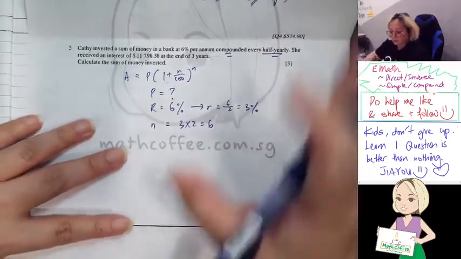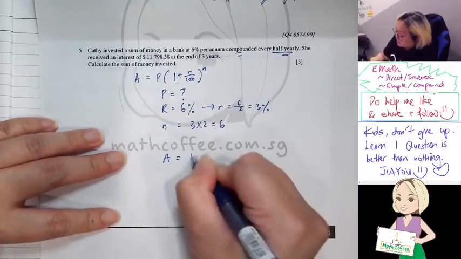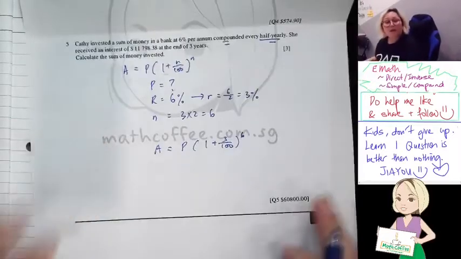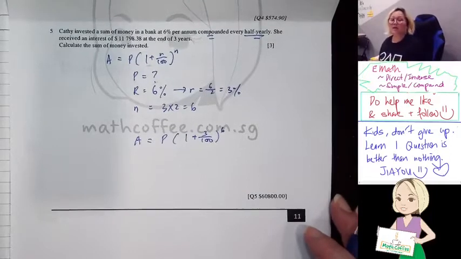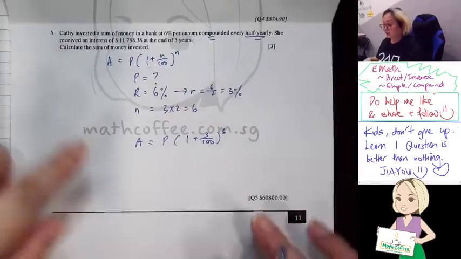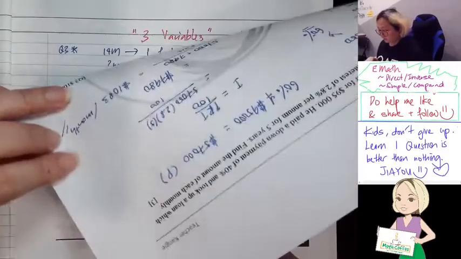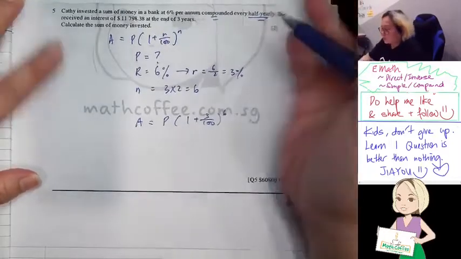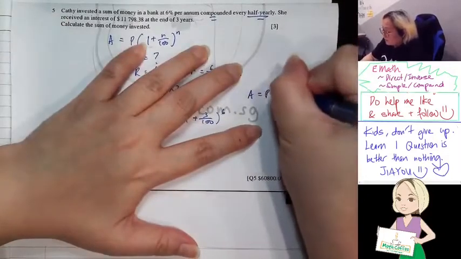Now if I form the equation, I sub in whatever I have. A I don't have, P I don't have, (1 plus 3 over 100) to the power of 6. Then the tough part is, how am I going to find my P when I don't even have my A? This equation has 2 unknowns, A and P. So how are you going to solve this? I can tell you, many students will be stuck. So the trick is, you have to know that amount equals principal plus interest.